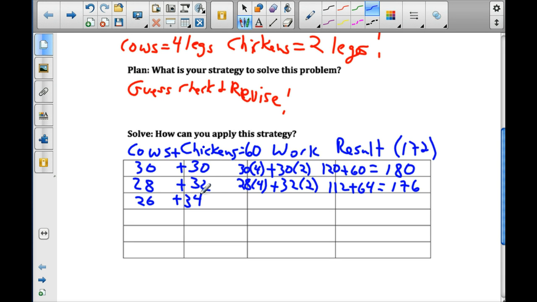Excellent. I like how you guys are staying close to it because you know we're close. We don't have to adjust that much. Okay, everybody do 26 fours. 26 cows at 4 legs apiece, plus 34 chickens at 2 legs apiece. Let's see, that's 104 plus 68. 172. Bingo. Is that right, guys? 104 plus 68, 172? Yep, it's true.